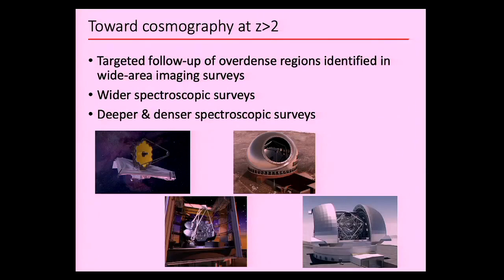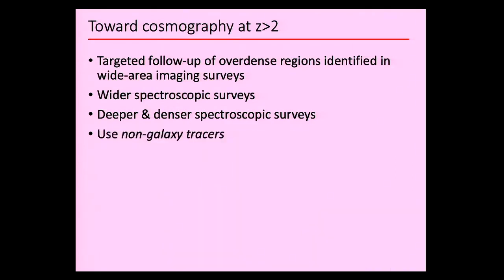If you want to get much more detailed maps of the large-scale structure, then your only choice is to go much denser, and that requires going much deeper to identify fainter galaxies. And that can be done now over small volumes with JWST, and over larger volumes it'll be possible with the extremely large telescopes. But for now, what can we do?